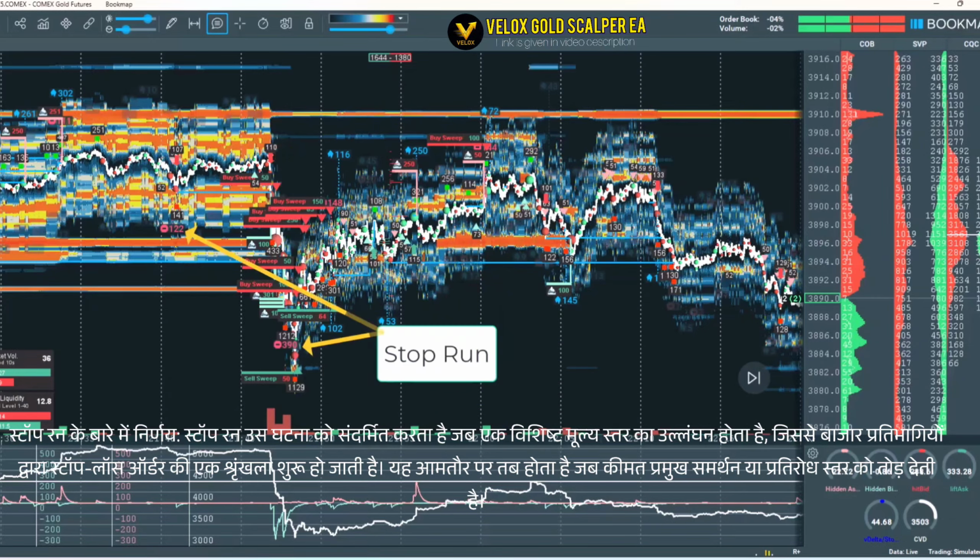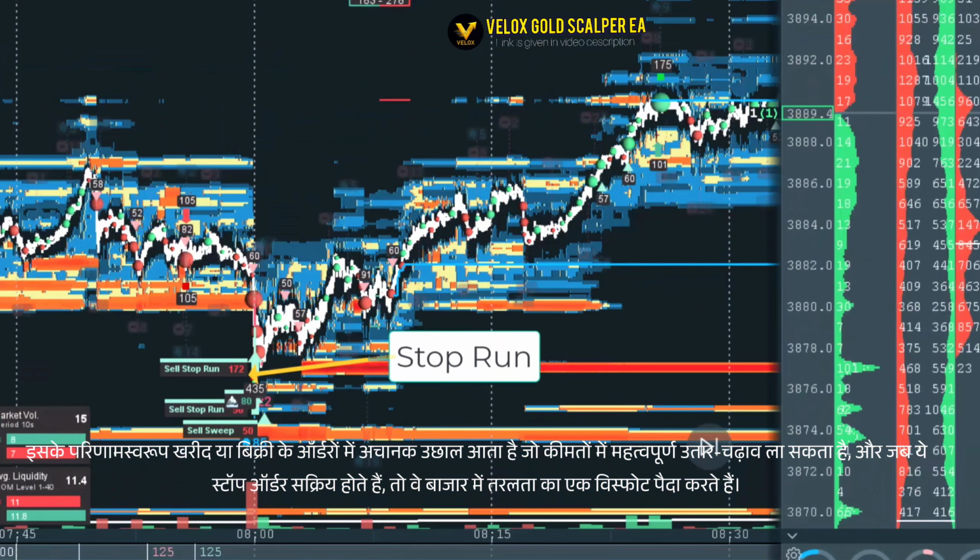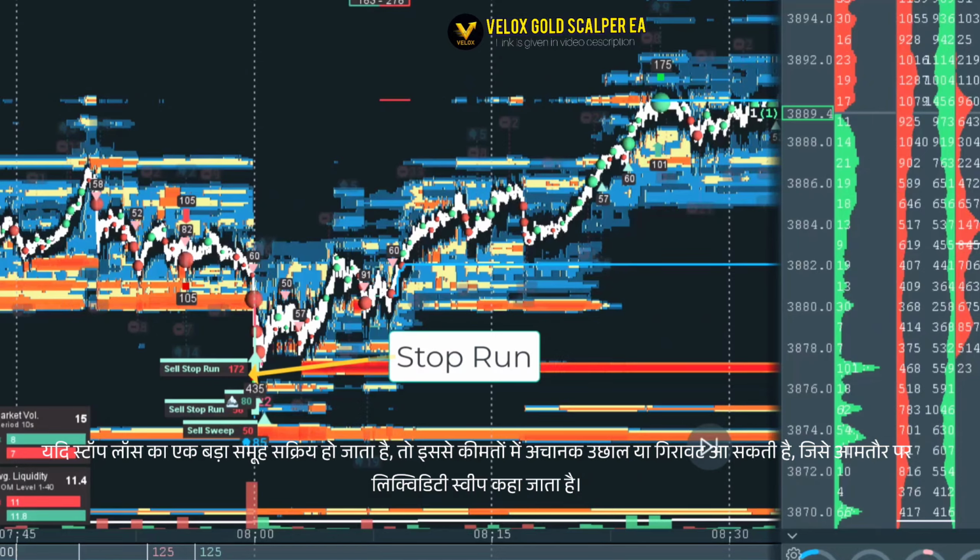About stop runs. A stop run refers to the event when a specific price level is breached, triggering a cascade of stop-loss orders from market participants. This typically occurs when price breaks through key support or resistance levels, resulting in a sudden surge of buy or sell orders that can drive significant price movement. When these stop orders are activated, they inject a burst of liquidity into the market. If a large enough cluster of stops is triggered, it can cause a sharp price spike or drop, commonly referred to as a liquidity sweep.